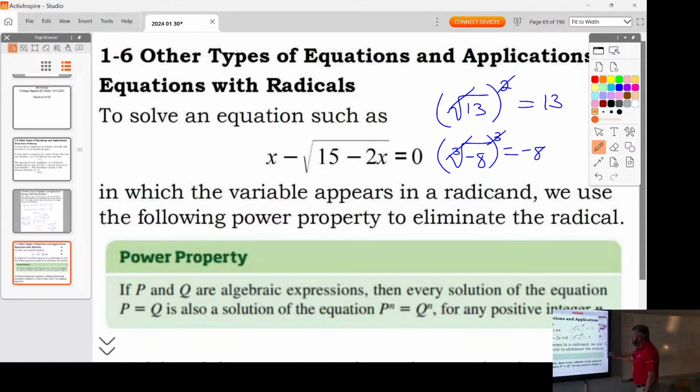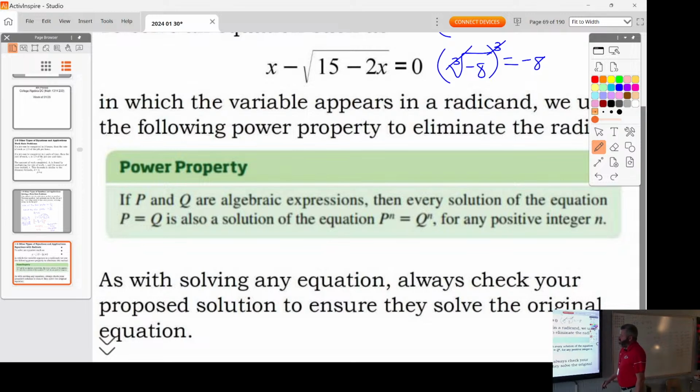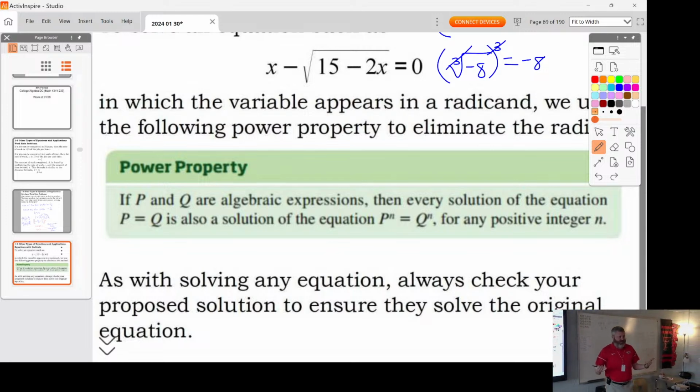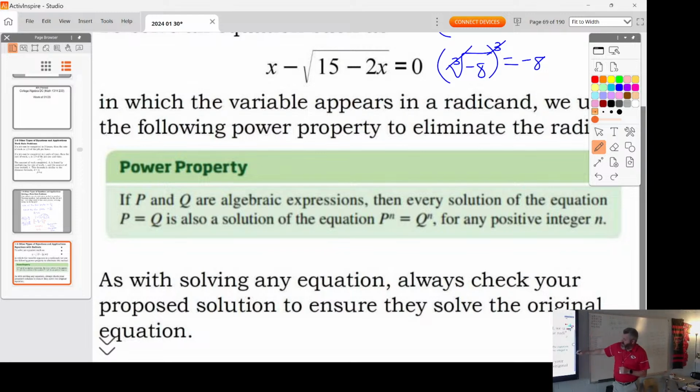Here is the formal definition, and it's basically saying what I just talked about. If P and Q are algebraic expressions, I've got an algebraic expression on each side of the equal sign, then every solution of the equation P equals Q is also the solution to P to the nth equals Q to the nth. What they're saying is, if I've got an equation, I can raise both sides to the same power, correct? It's an equation. That's a legal action, okay? As with solving any equation, always check your proposed solution because we might end up with an extraneous solution.